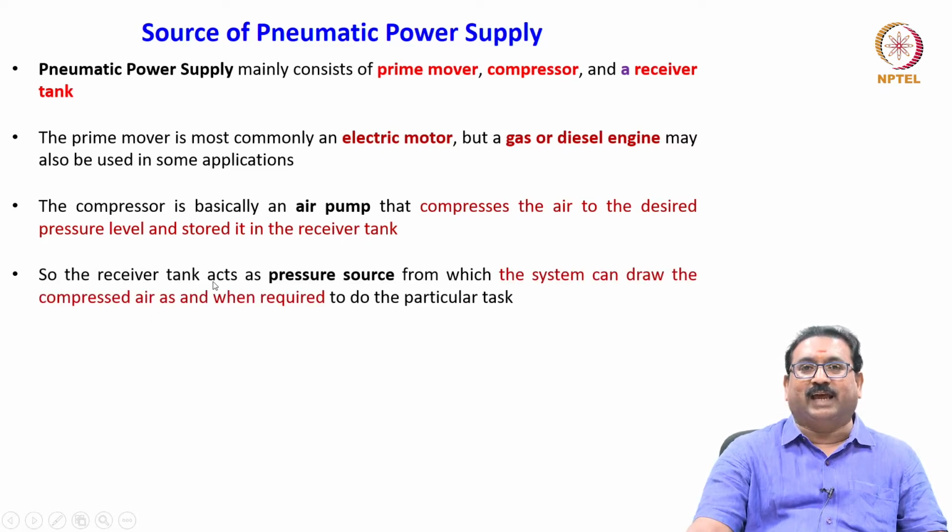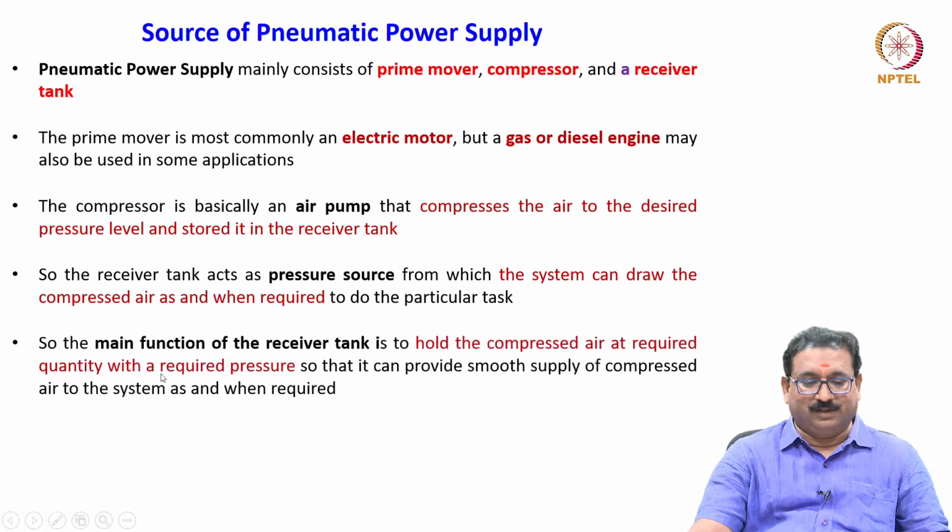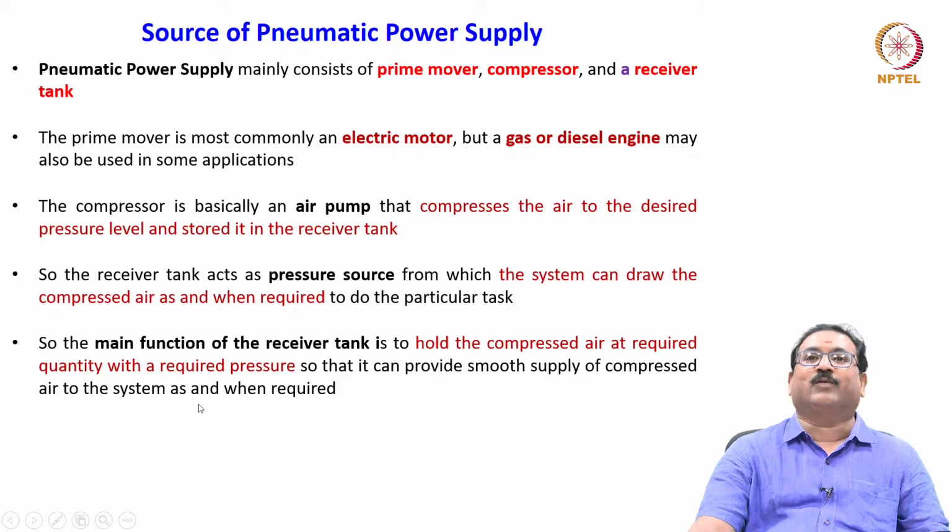So, the receiver tank acts as a pressure source from which the system can draw the compressed air as and when required to do the particular task. The main function of the receiver tank is to hold compressed air at the required quantity with the required pressure, so that it can provide a smooth supply of compressed air to the system as and when required.